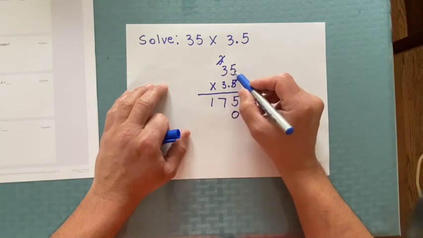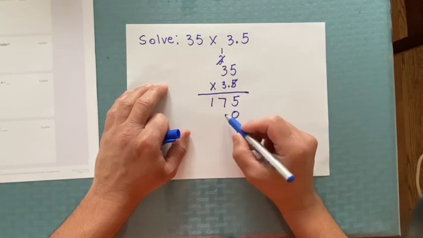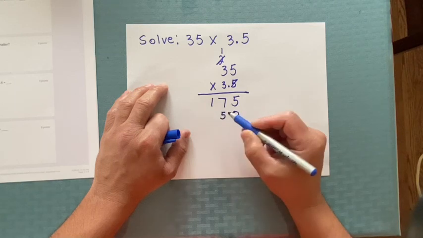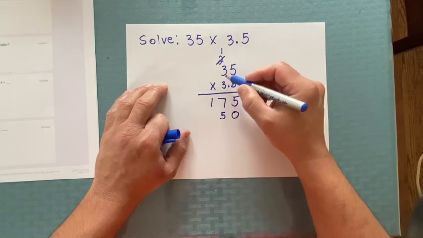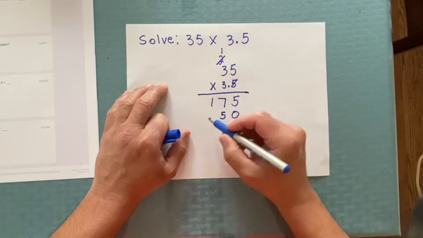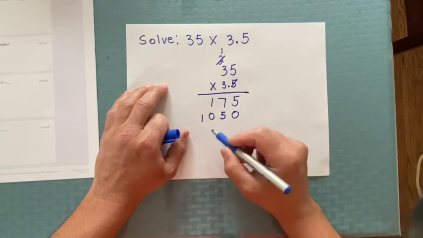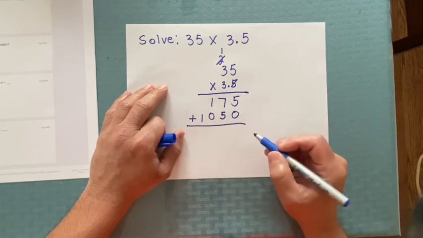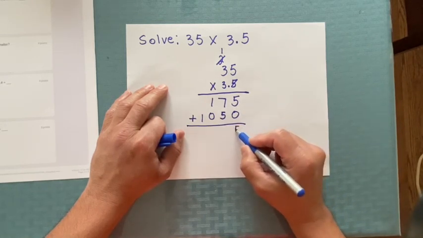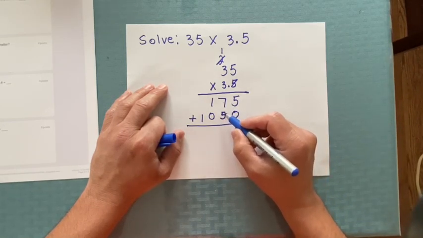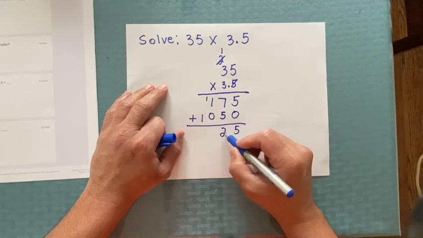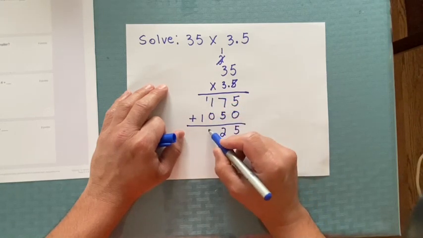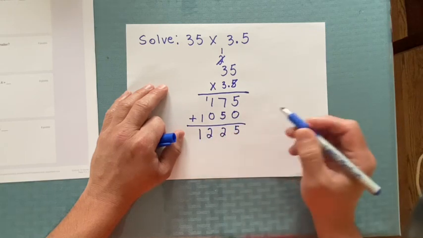3 times 5, that's 15. I carry my 1, put my 5 down. Then I do 3 times 3, that's 9, plus 1 more is 10. Now we're going to add up our partial products. 5 plus 0 is 5, 7 plus 5 is 12, and 1 plus 1 that I carried over is 2, and I put the 1 down.